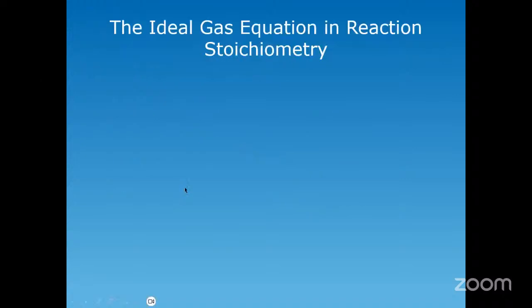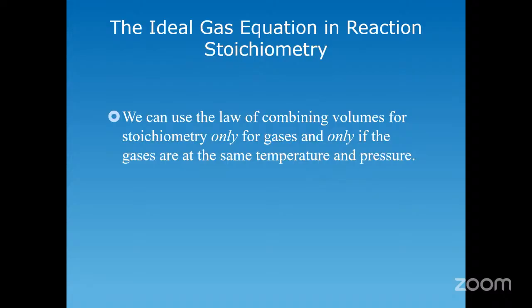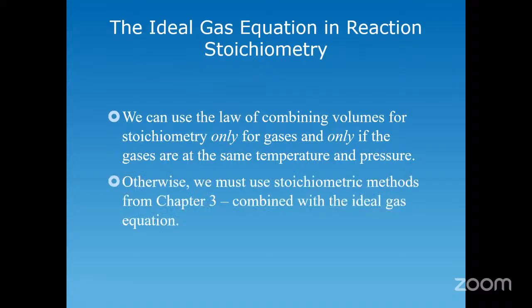Now we're going to look at situations where the pressure and temperatures may not be the same. Things are a bit more complicated when you're trying to do stoichiometric calculations for reactions in that situation. As we said before, the law of combining volumes only applies when all the gases are at the same temperature and pressure. So to deal with other situations, we have to use the same stoichiometric methods that we learned earlier, plus the gas law.